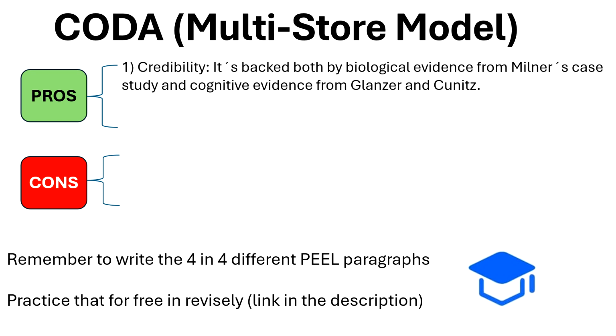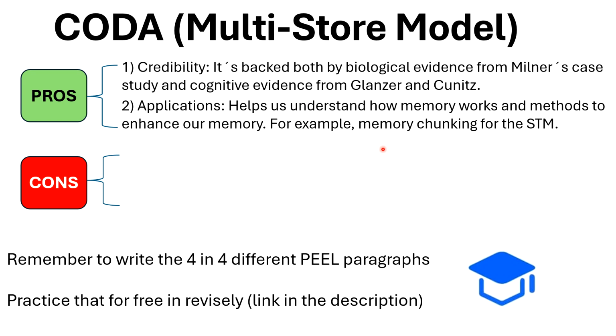So the multi-store model benefits from credibility because the case study of Milner or HM is biological evidence, while Glanzer and Conitz is cognitive evidence, so it has both. It can be applied to understand how memory works and different methods to enhance our memory. Remember that an example is memory chunking.